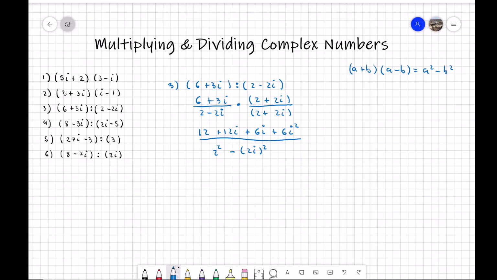So now we simplify this and we end up with 12 plus 18i plus 6 times negative 1, right? Remember that i squared is the same as negative 1.